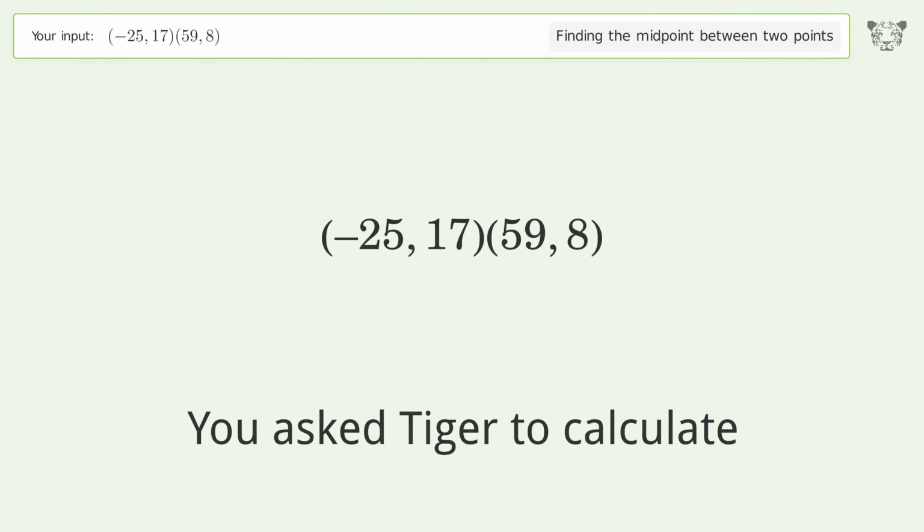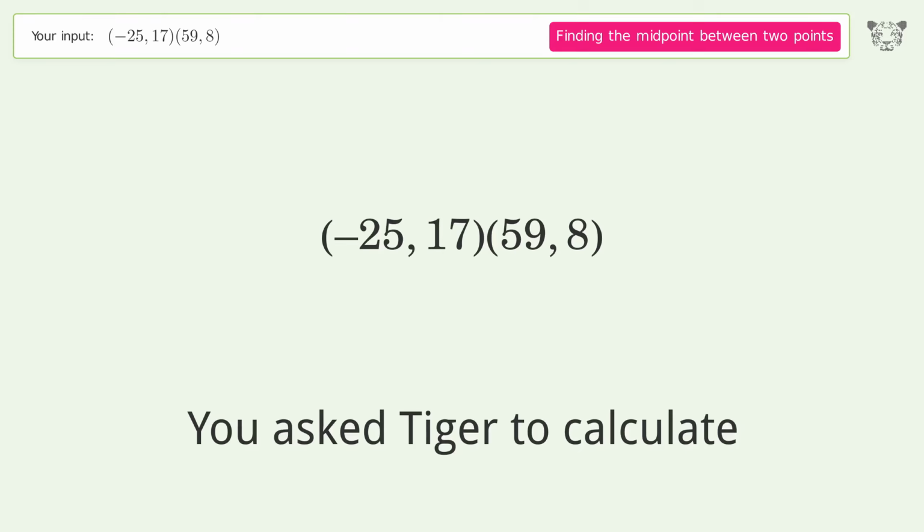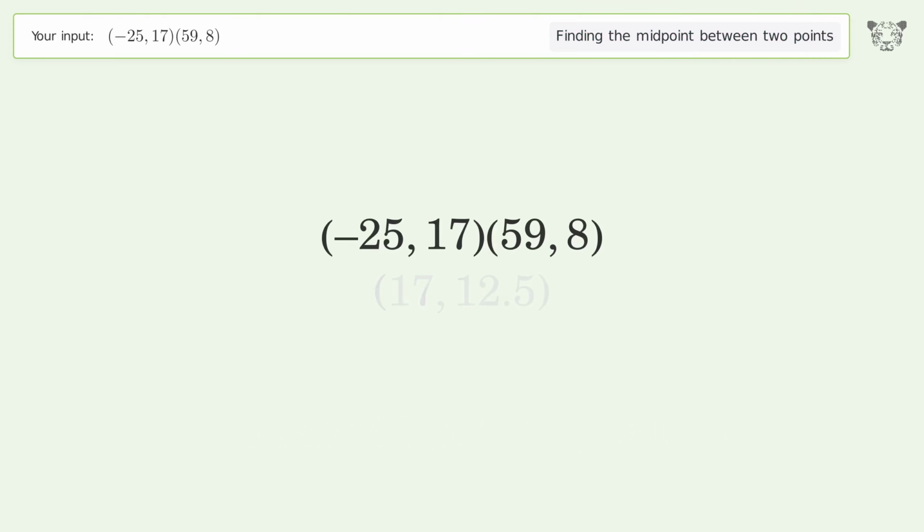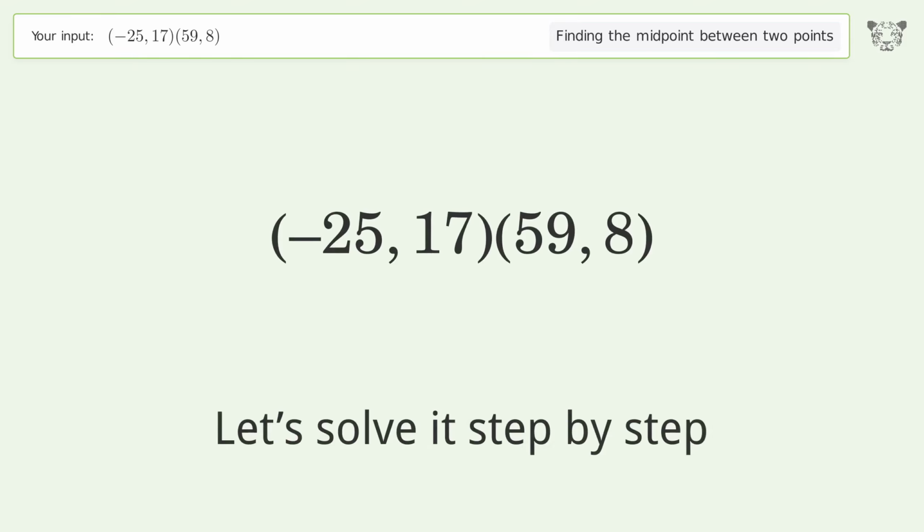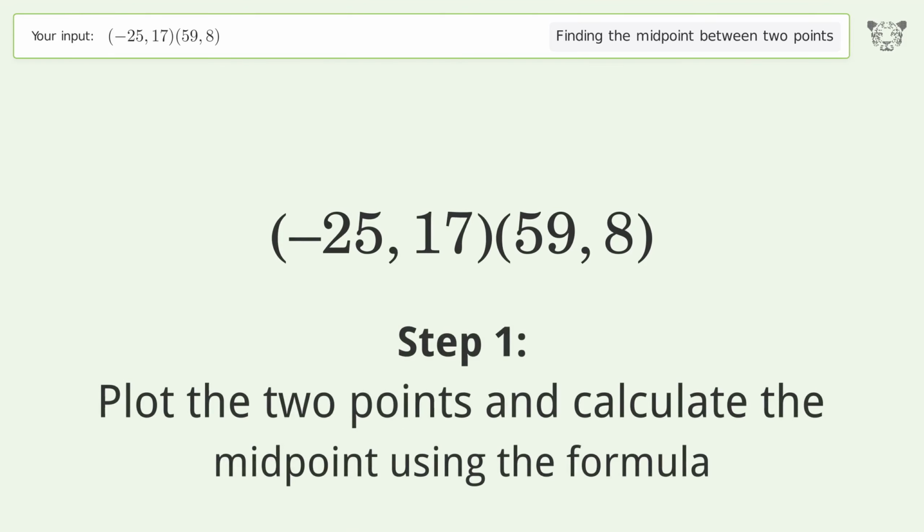You ask Tiger to calculate. This deals with finding the midpoint between 2 points. The midpoint between the 2 points is 17, 12.5. Let's solve it step by step. Plot the 2 points and calculate the midpoint using the formula.